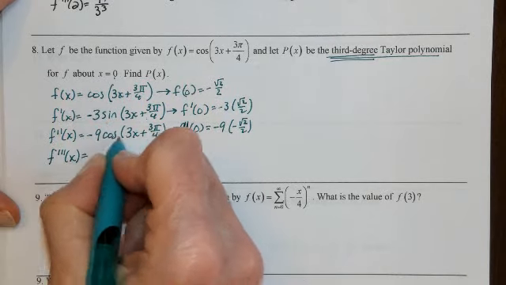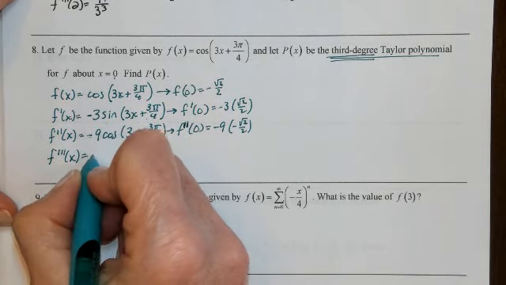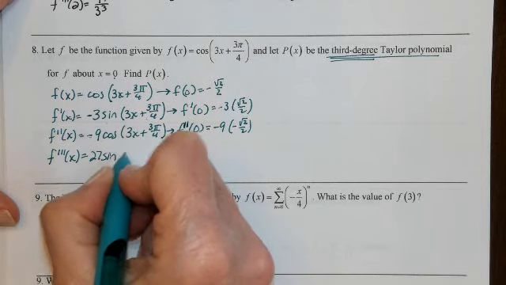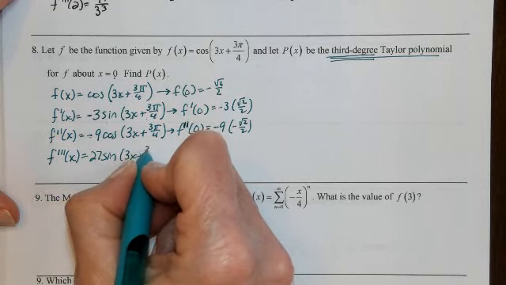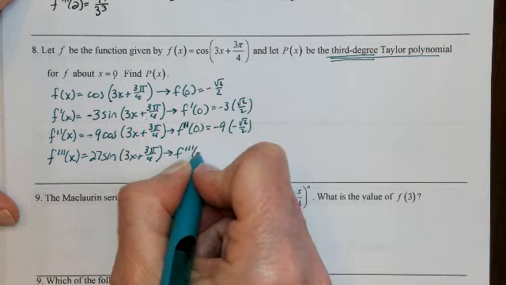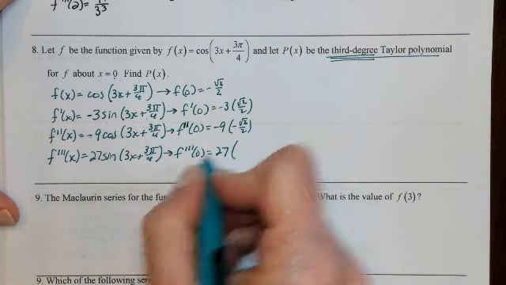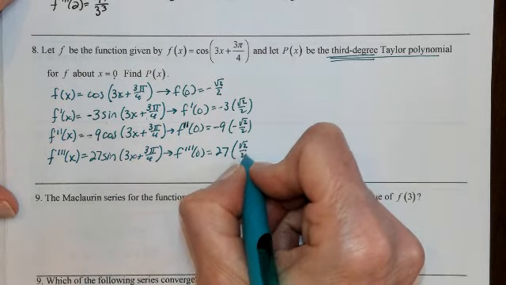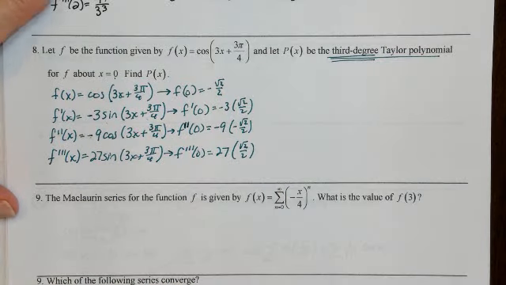Third derivative. Derivative of negative cosine is positive sine. And then that'll be a 27. Keep your argument. Plug in 0. 27 times sine of 3 pi over 4 is square root of 2 over 2. And we've got it. Okay?